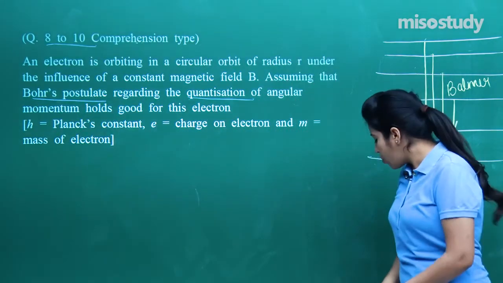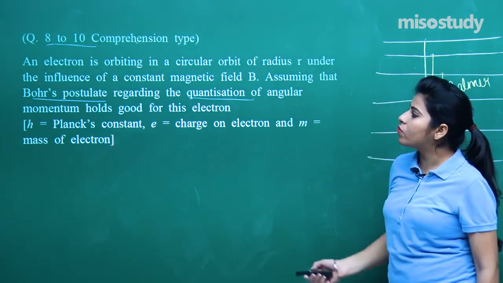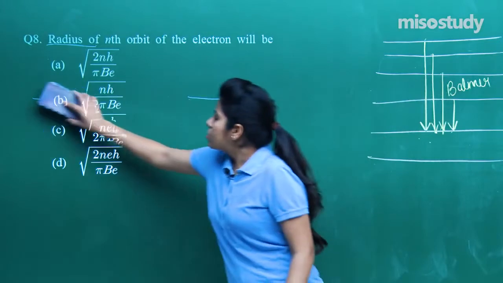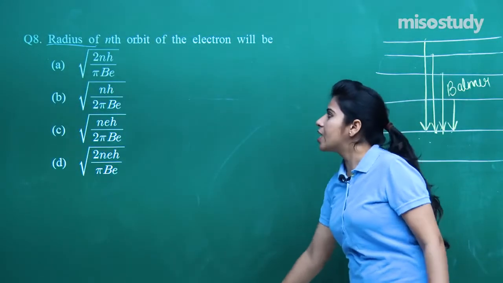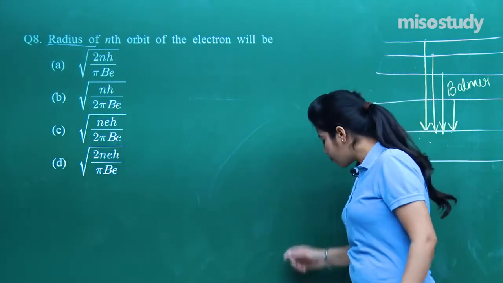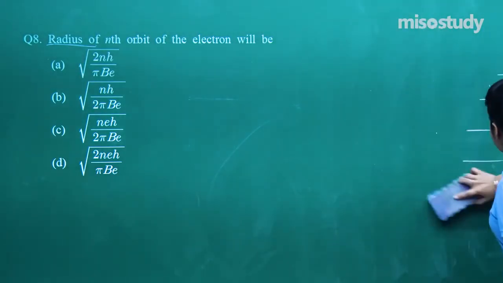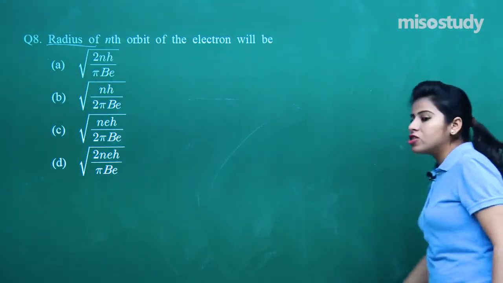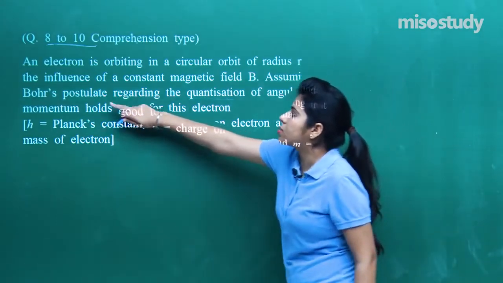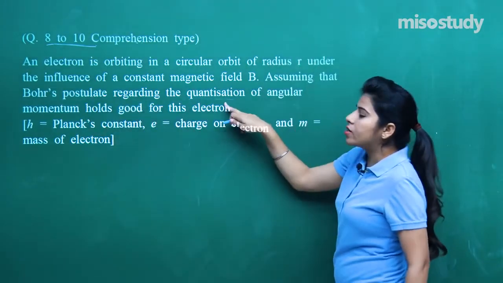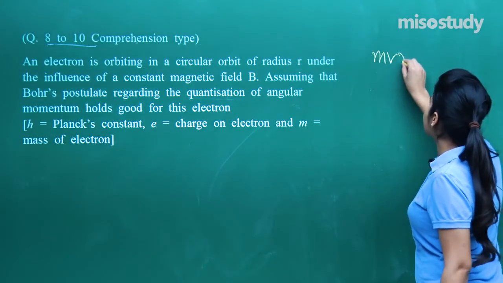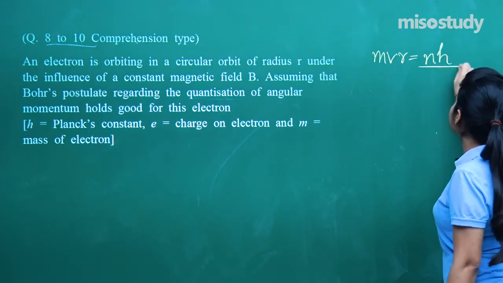Now, let me move towards question number 8. It has been given: what will be the radius of the nth orbit of the electron? We have to find the radius. Let me tell you one thing. The first condition given in the question is Bohr's postulate regarding quantization, and we know that quantization of angular momentum is mvr equals nh upon 2 pi.